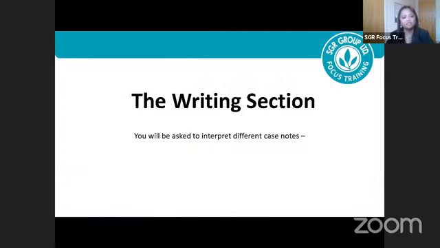So for this tutorial, we've got the writing section. As I've mentioned, you will be asked to interpret different case notes, such as a referral letter, a discharge letter, or maybe a transfer letter. For doctors, the majority of the time, it is a referral letter. For nurses, referral or discharge would be quite common. For other professionals, there will be different types of letters that will be common to you. But referral is the one that always comes up on the exam.